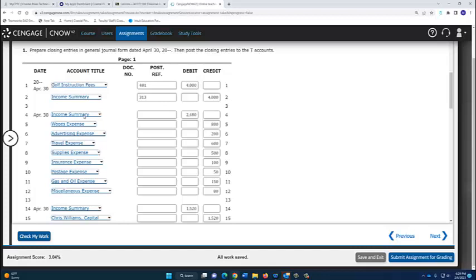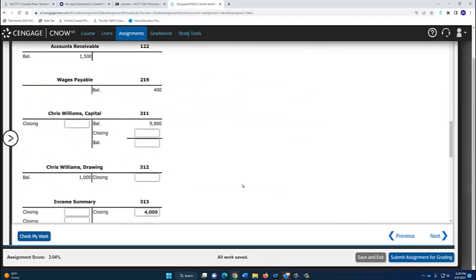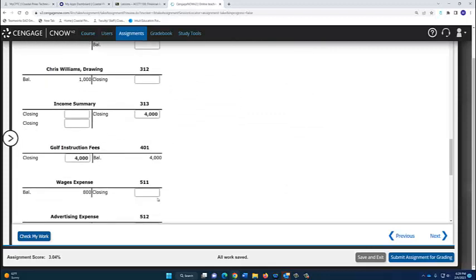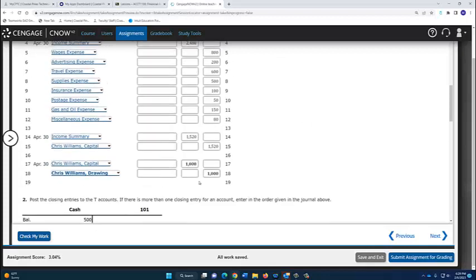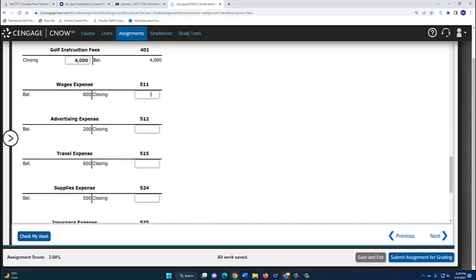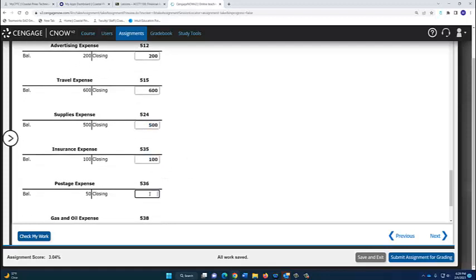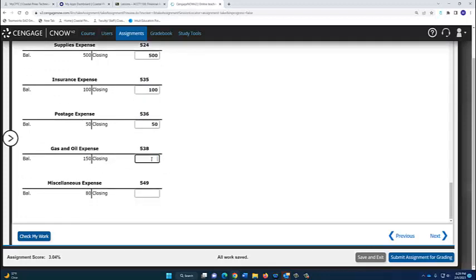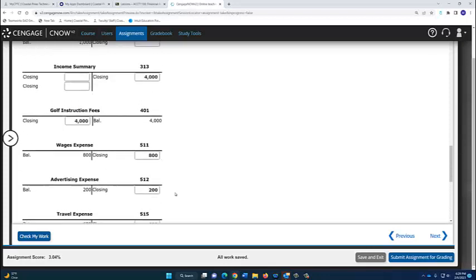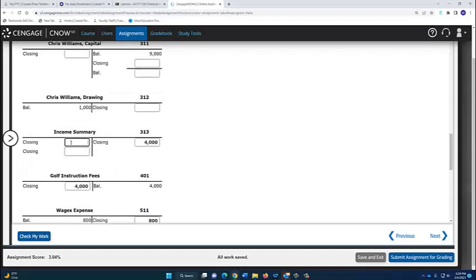Next we have income summary debited for 2480 and then all the expense accounts credited. So I will just go through and credit all of the expense accounts to close those. Did I? Yes, it's 800. And now all the expense accounts will be taken to 0. Okay, so the debit, remember, was to income summary for 2480.